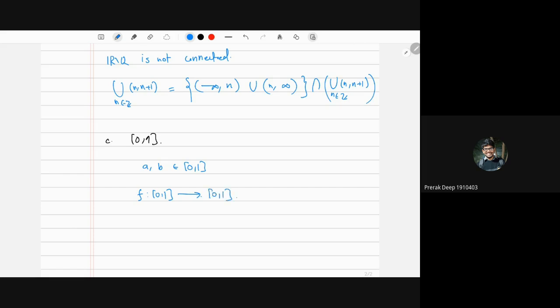How can you define it? You can define F(t) to be t times B plus (1 minus t) times A. Clearly when t is 0, it is A, and when t is 1, it is B. And you can see that this is in the interval 0 comma 1. This is also easy to see. So this is a well-defined map. It's basically nothing but the line segment joining points A and B in the closed interval. So it is path connected.